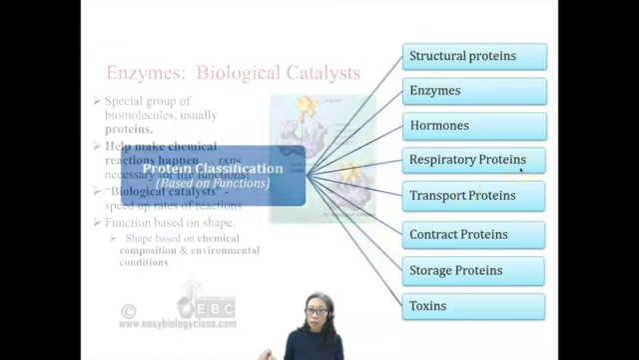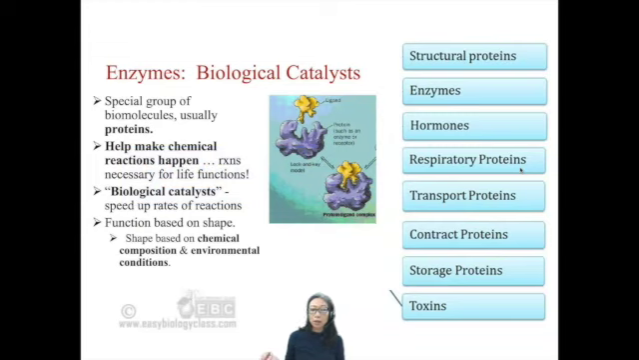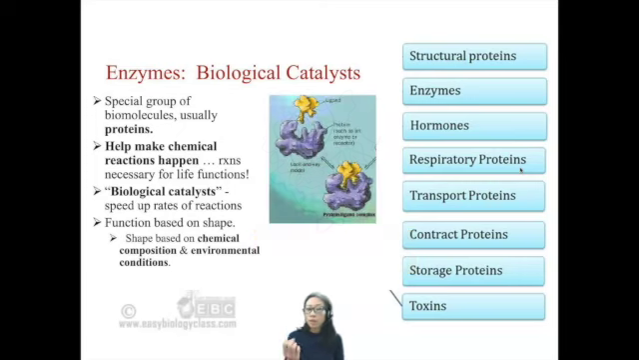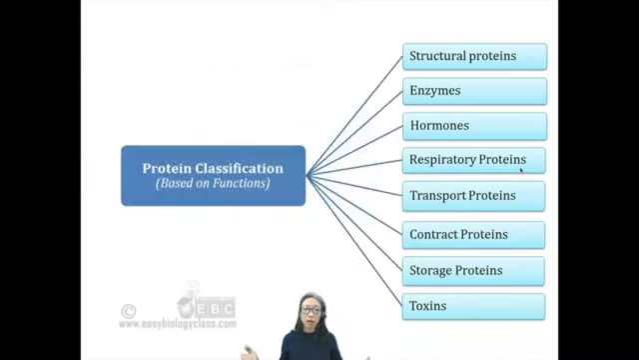Enzymes are biological catalysts. One example we just looked at is chymotrypsin, the enzyme that was the tertiary structure. That's important in digestion. It's one of the many enzymes that does that, and there are enzymes that moderate just about every reaction in the body. There are hormones that are protein hormones, and there are also non-protein hormones.